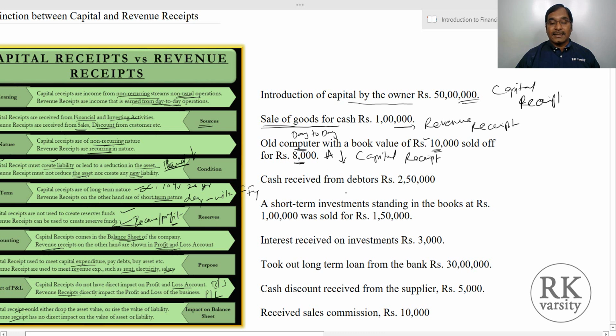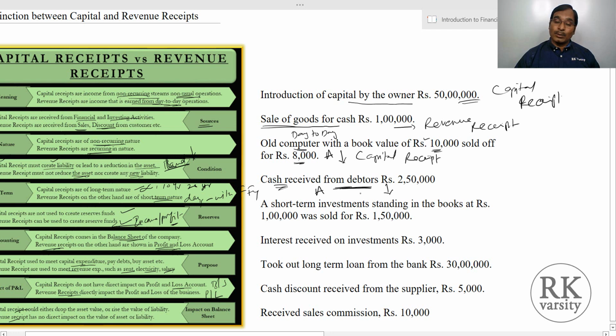Next, cash received from debtors 2,50,000. So debtors you are creating on a day-to-day basis. All right. So here, when you make a sale, you create a debtor, and a debtor is an asset, right? When you are receiving cash from that asset, there is a decrease in your debtors. So this is your capital receipt.